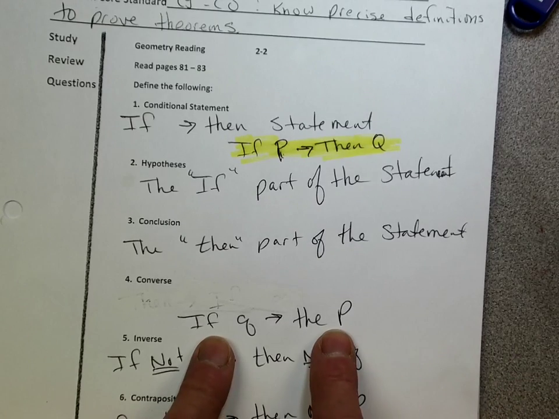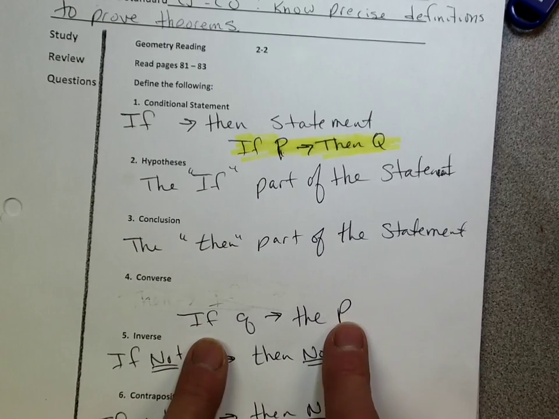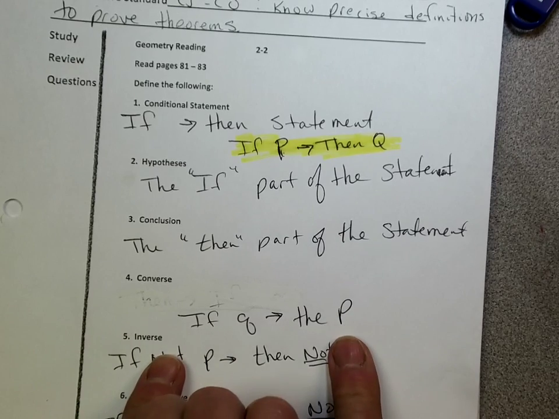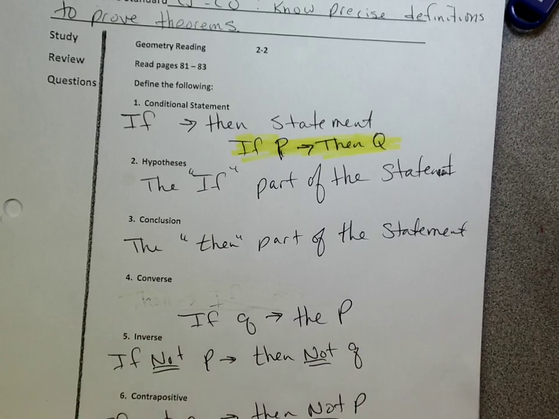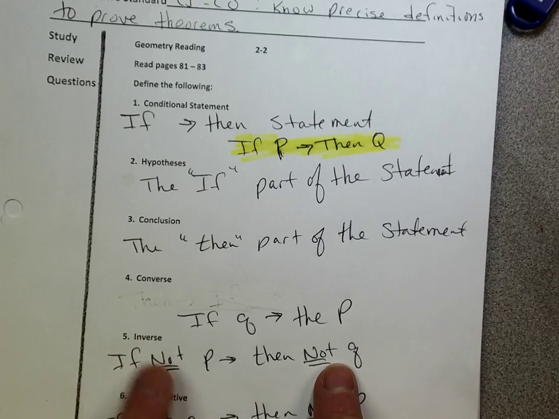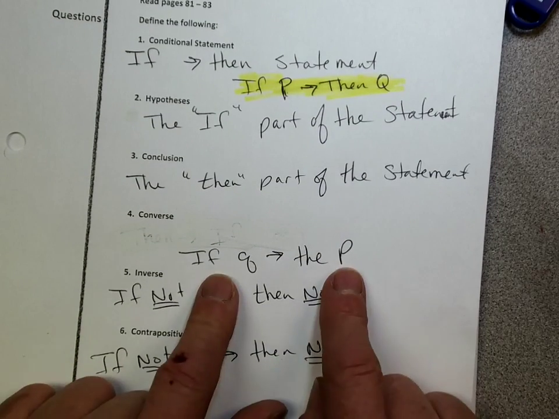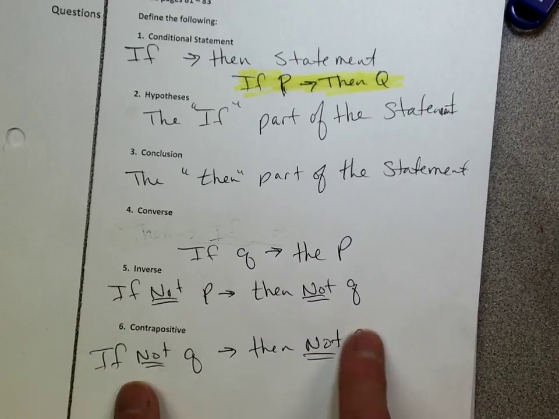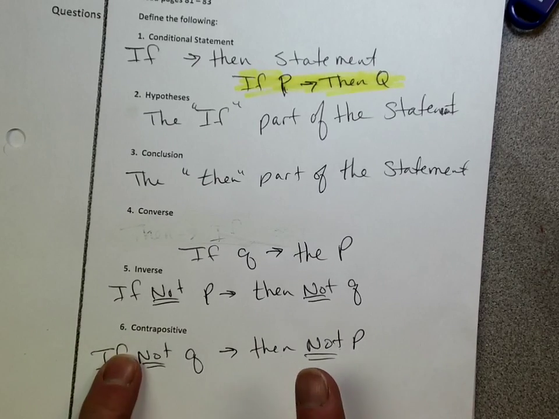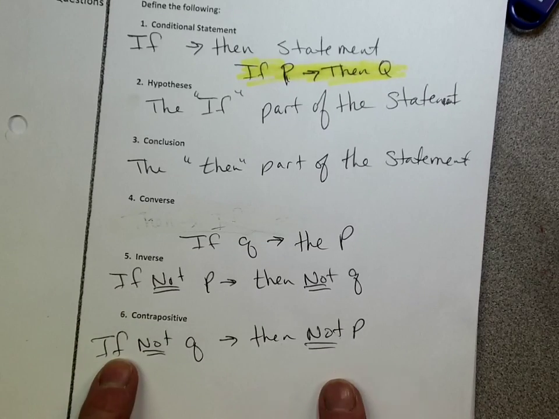The converse is just saying the opposite. You just flip it around. Instead of saying if it's 90, it's right, you say if it's right, then it's 90. We just switch the sentence around. The inverse says if it's not 90, then it's not right. So you just make the original statement negative. And then finally, contrapositives take your converse, switch it around and make them both negative. So if it's not a right angle, then it's not 90.